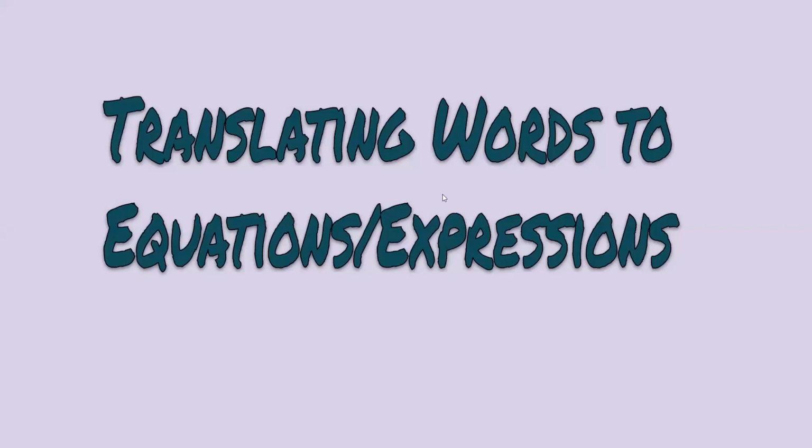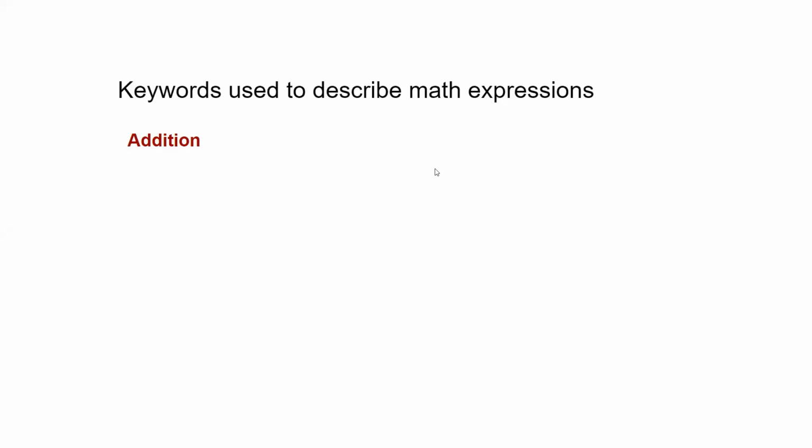In this video, I'm going to go over some tips for translating words or descriptions of equations / expressions into the actual equations and expressions. So in order to do that, we need to be focused on keywords that mean certain things. So the first ones I'm going to talk about are addition. The keyword sum of means that we're going to add two things together.